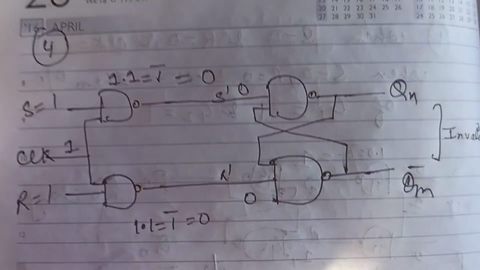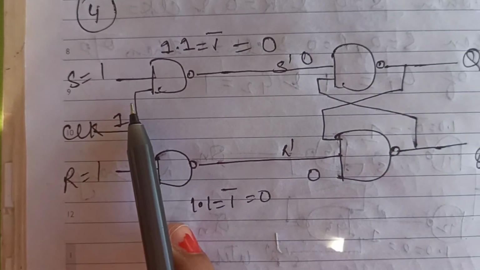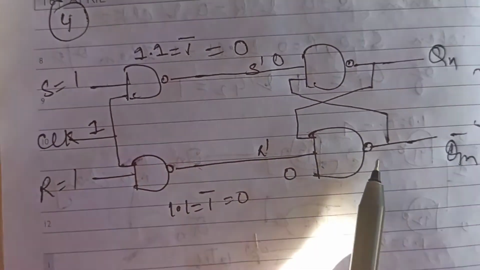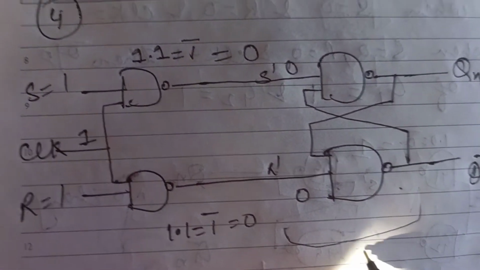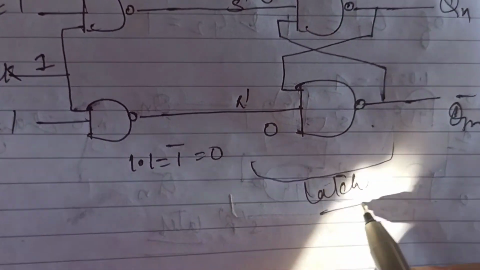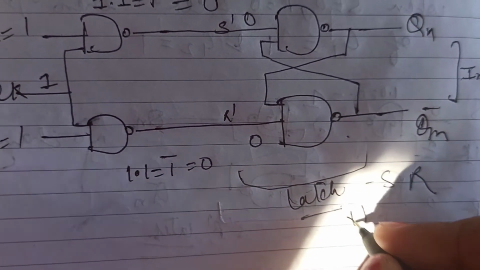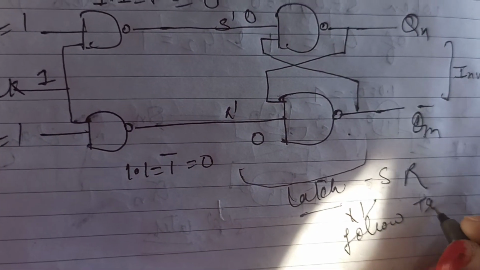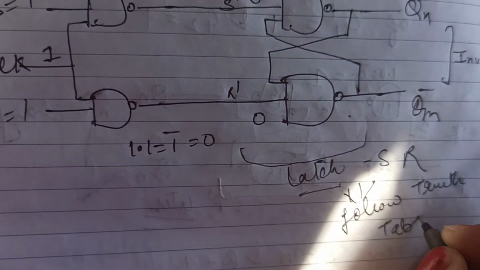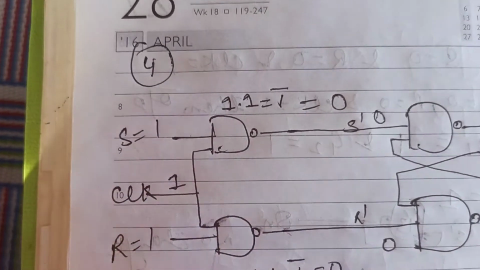Now we will check the fourth case. In this fourth case, both the inputs are 1. See, there is no confusion between this circuit and this circuit. This circuit is basically your latch circuit. It works just like your SR latch. In this circuit, you will follow the truth table of the SR latch. Here this is the main output of your flip-flop.